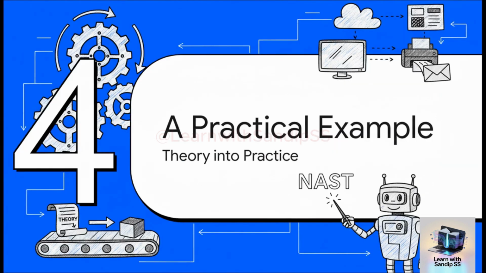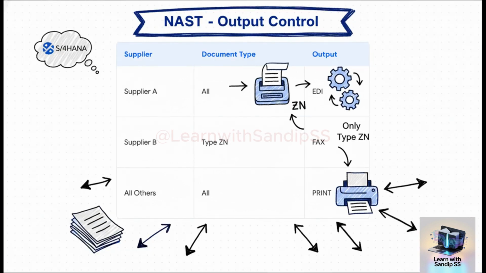Theory is great and all, but let's make this real. Let's get into section 4 with a practical example. We're going to look at a super common business scenario and see just how elegantly NAST handles it. Okay, just look at this table. This is a perfect visual for a real-world requirement. For supplier A, we want every single document, no matter what, to go out via EDI. But for supplier B, things are different. We only want one specific type of purchase order, type ZN, to be sent by fax. And for everybody else, the default is just to print it. This level of specific control is exactly what NAST was built for.